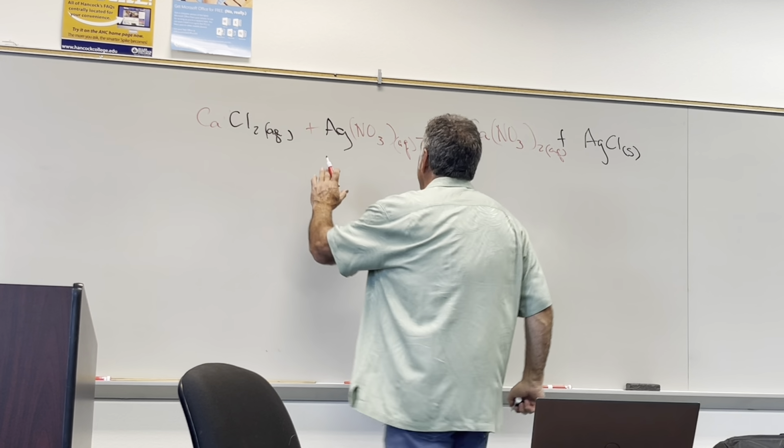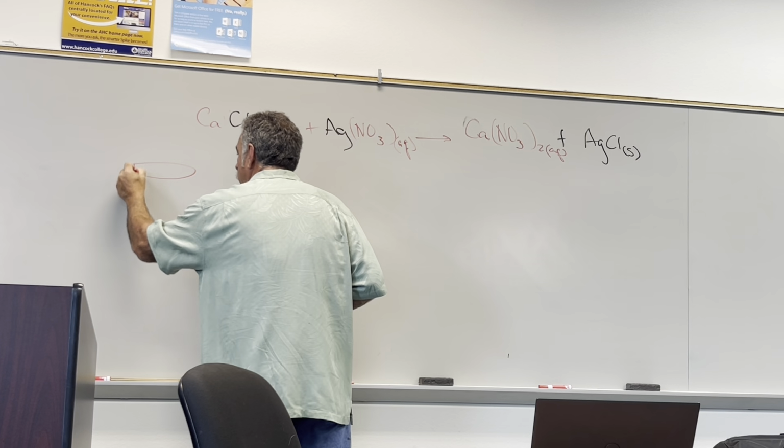All right, so this is our solution. We look up silver chloride on the table, and we see that it comes out as a precipitate. So the next step is what happens during that, and that's where you can draw beakers, right?